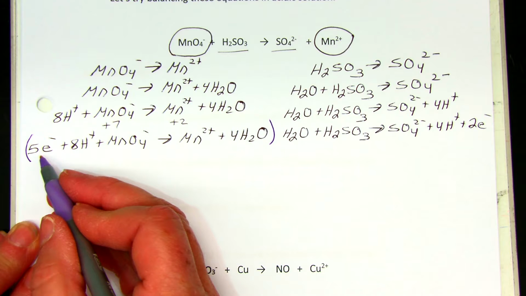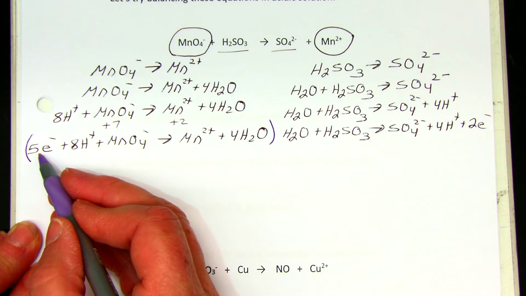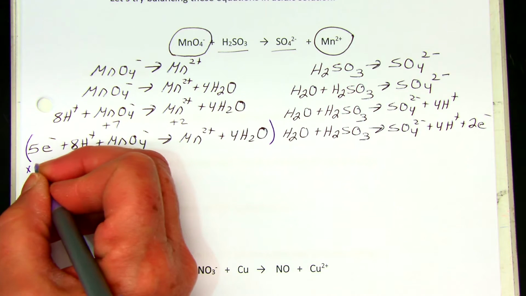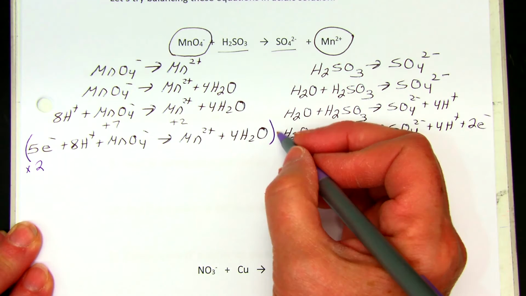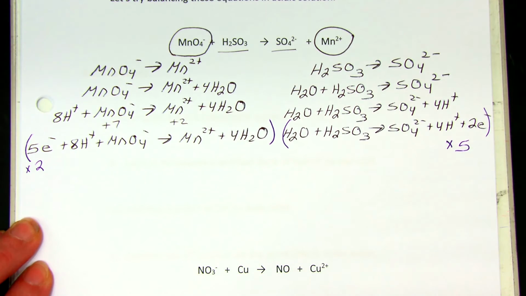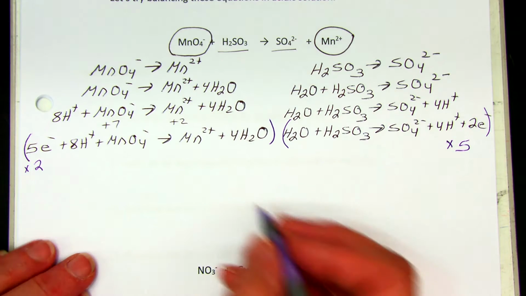my reduction half. Reduction is gain. The electrons are being gained. They're on the reactant side. I'll multiply this by 2 to give me 10 electrons. And I'll multiply the oxidation half by 5. Then I can add them all together.